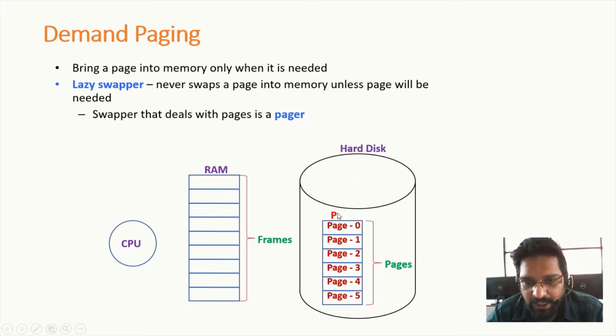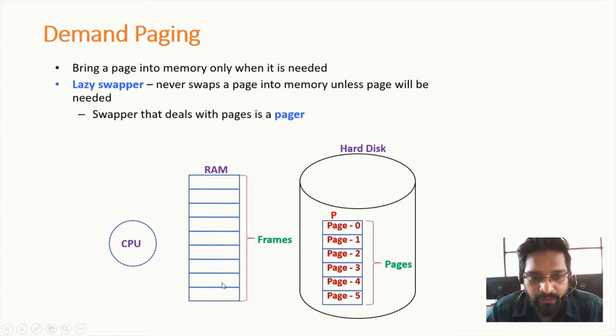Inside the hard disk, I have a process called P, and this process P has been divided into 6 pages. It begins from page 0 and goes up to 5. So with respect to this example, I have divided process P into 6 pages. Next, I have a RAM, and this RAM has been divided into frames. Right now, in this example, I have divided this RAM into 9 frames, that is 1, 2, 3, 4, 5, 6, 7, 8, 9.